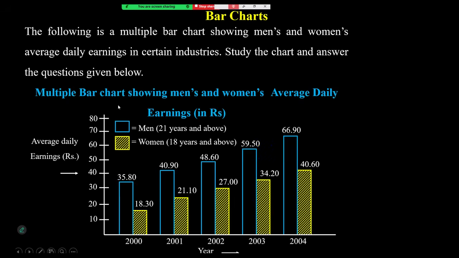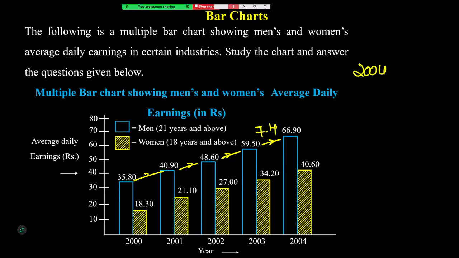Now, which year for men? This is about men. Men is in blue color. In which year is the percentage increase more compared to the previous? For 2000 I cannot say, because before 2000 there is nothing, I cannot calculate. So for 2001, if you want to calculate, I should take 40.9 with 35.8. Comparison is always with respect to the previous. Now let's see. Here the difference is 7.4.